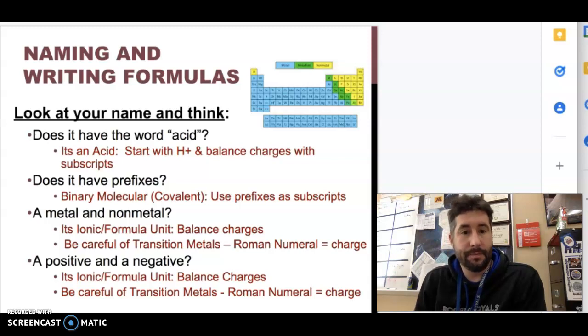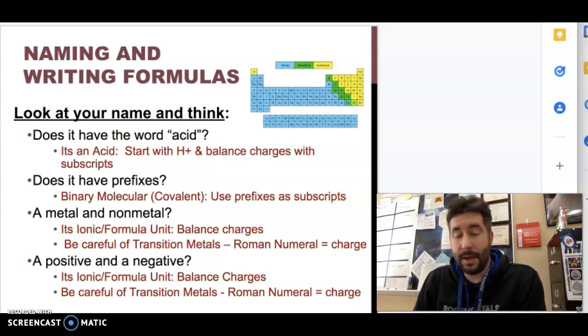So, does it have acid in the name? Well, then we know it's going to start with H+. H+ is going to be your cation, and you're going to balance out your charges, doing your crisscross and reducing. Does it have prefixes? If it has prefixes, you know it's going to be covalent, and so don't do anything with it, just use the prefixes. They're going to tell you how many of each atom, that's it.